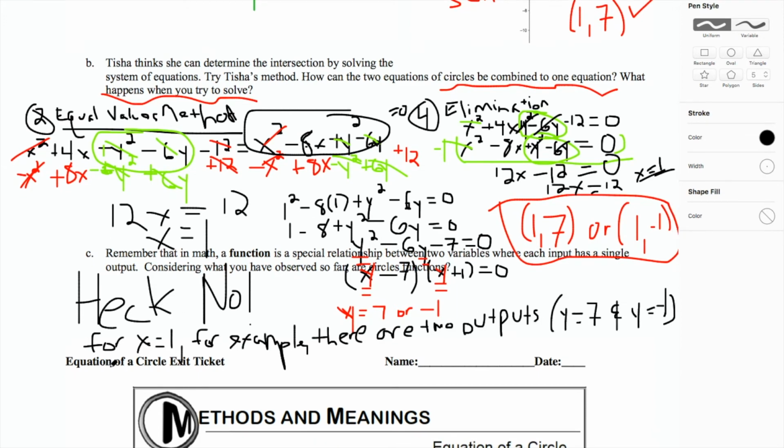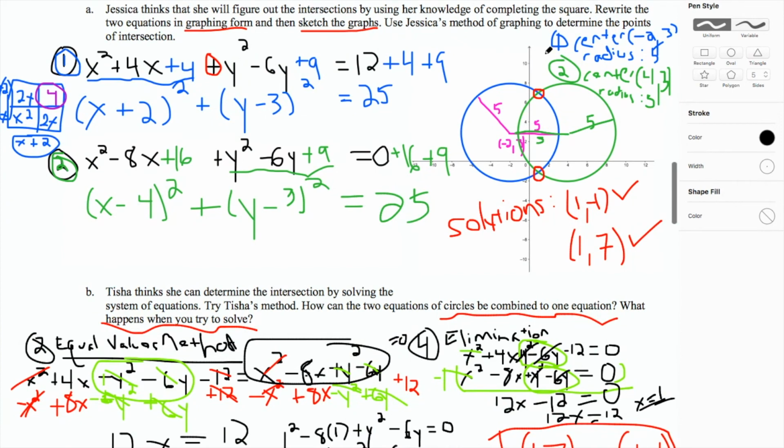So what we've seen here for x equals 1, for example, is that there are 2 outputs. y could be 7, y could be negative 1, and those would be solutions on the circle. This circle and this other circle, and that's true for any circle: there are going to be infinitely many x values that will have 2 solutions, 2 y coordinates that go with that x coordinate, not just 1.